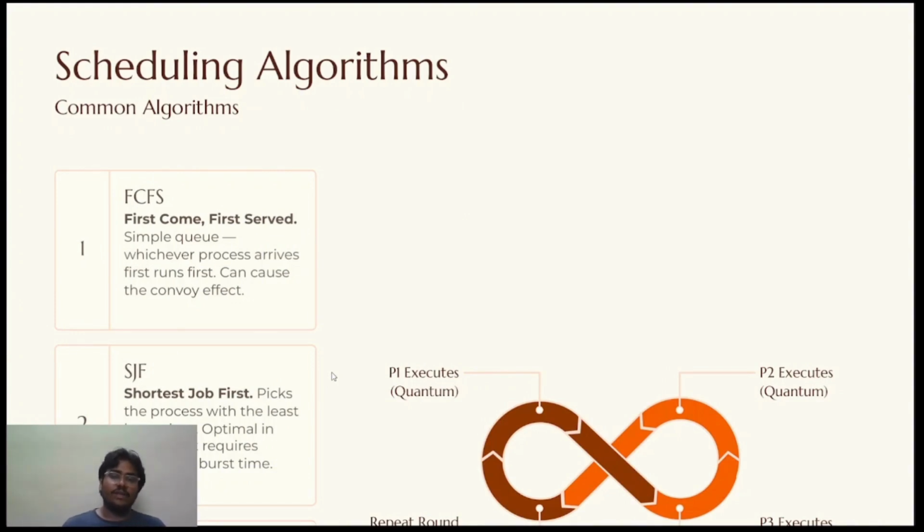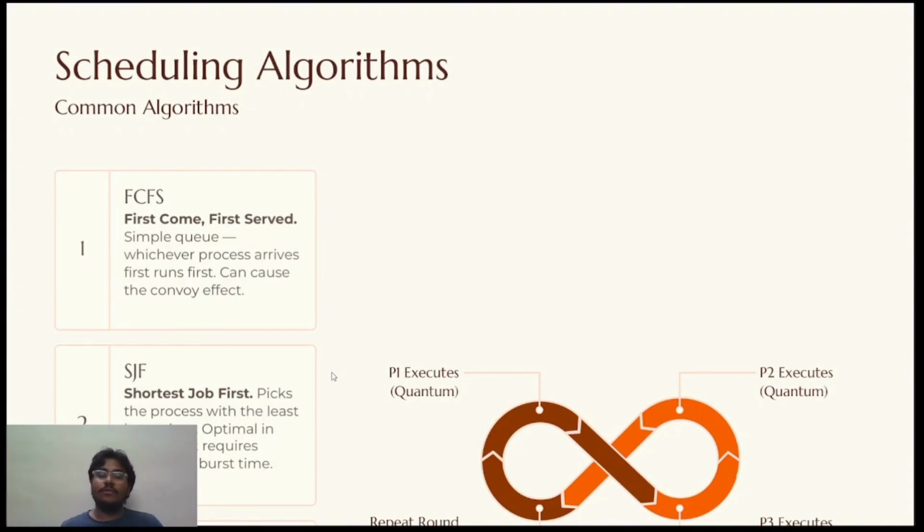Then comes the second one, shortest job first. It picks the process with the least burst time, and it is optimal in theory, but it requires predicting burst time. So it has the best performance, but is hard to predict. Then comes priority scheduling. It runs the important tasks first. The risk is that a low priority task may starve. It may wait for a long period of time.